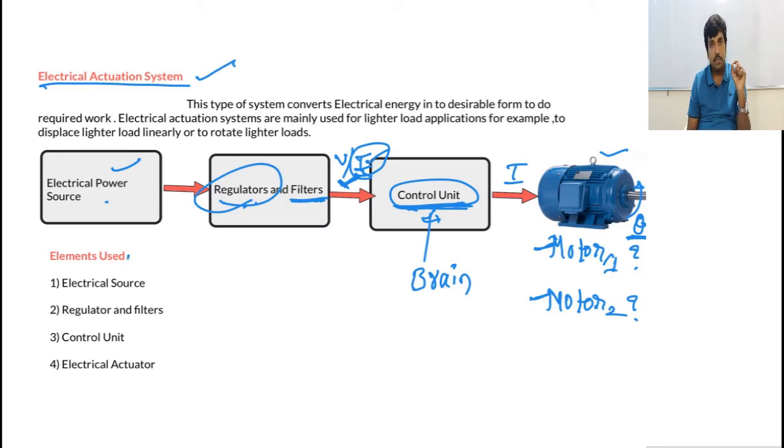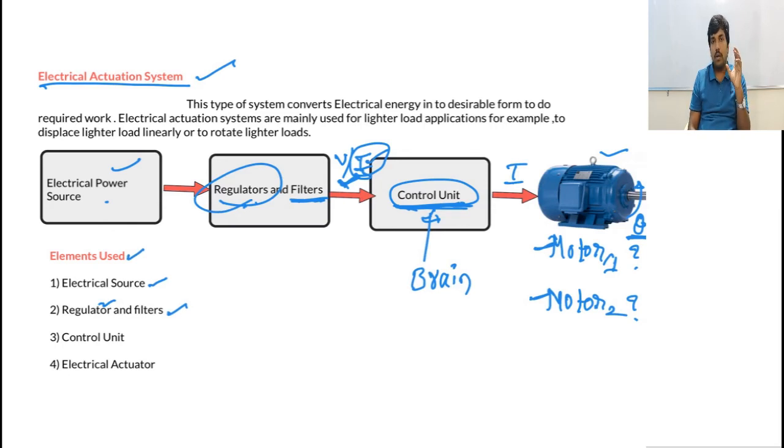What are the elements we used here? First, we used an electrical power source. The second is the regulator and filters. Why are the regulator and filter required? The filter purifies the electrical form, and the regulator changes the level. If there is any fluctuation in the voltage, the regulator will keep the voltage at the required level even if there is some fluctuation on the input side. That's the advantage of the regulator.